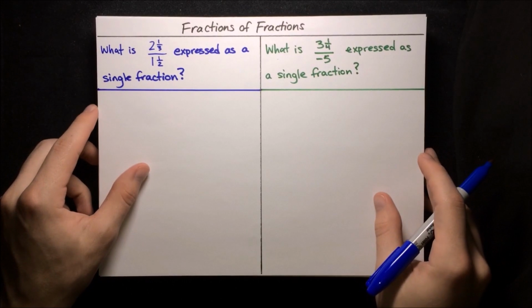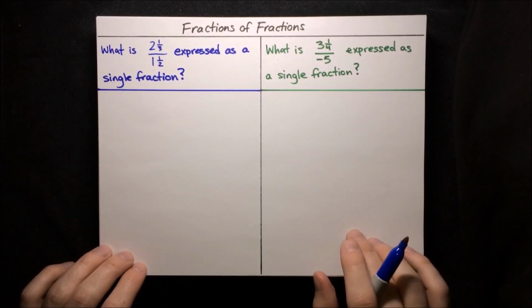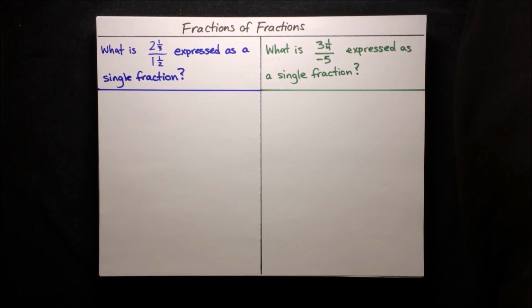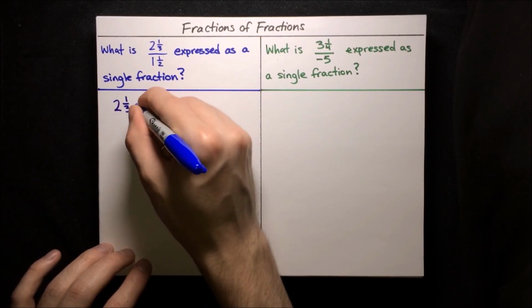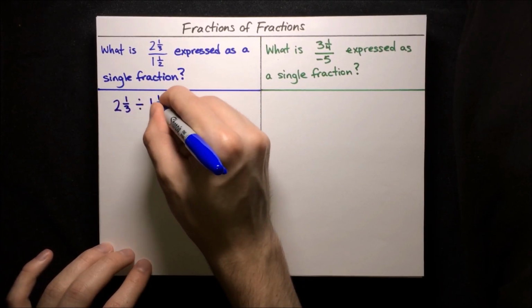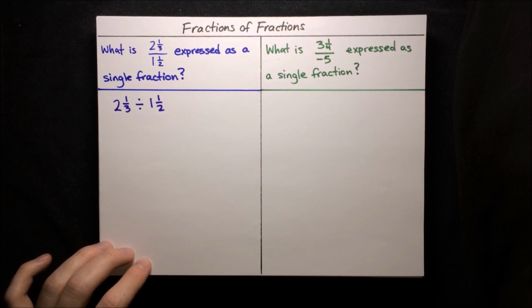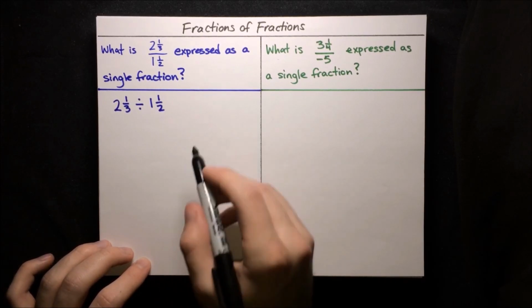Alright, on to some more problems. First of all, what is 2 1/3 over 1 1/2 expressed as a single fraction? Well, if we go our usual route, we just interpret this as 2 1/3 divided by 1 1/2. But to do the division problem, 2 1/3 divided by 1 1/2, we need to convert from mixed numbers to improper fractions. So let's go ahead and do that on the side here.